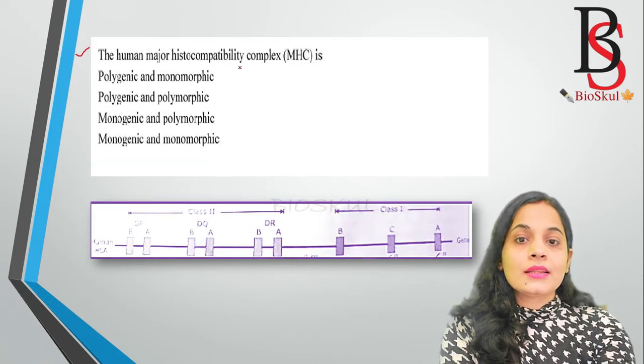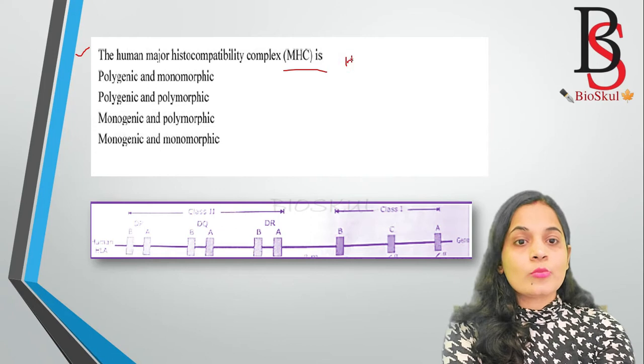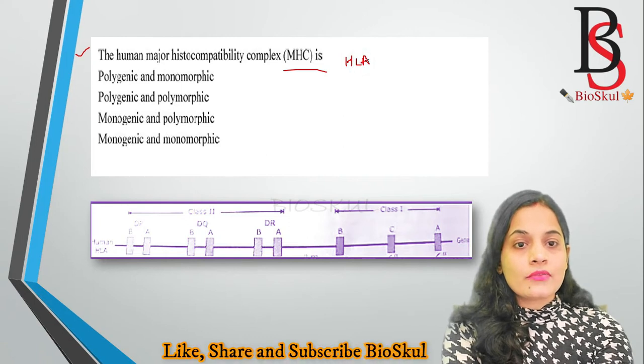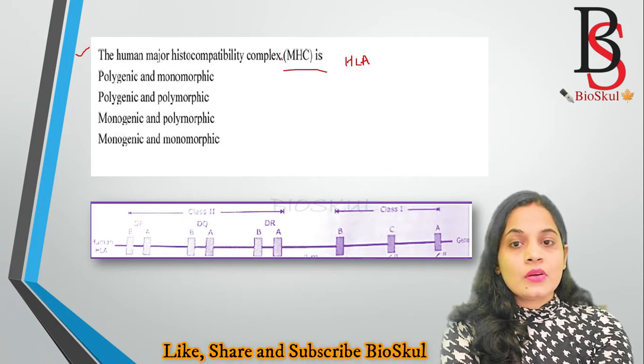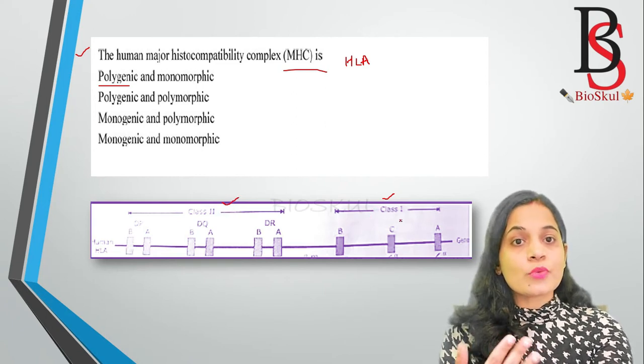This question: the human major histocompatibility complex, MHC. In humans, the MHC is known as the human leukocyte antigen, called HLA, and it is present on chromosome number 6. So, the MHC of humans is polygenic. Let's consider whether it is class 1 MHC or class 2 MHC. Polygenic means the presence of many genes.